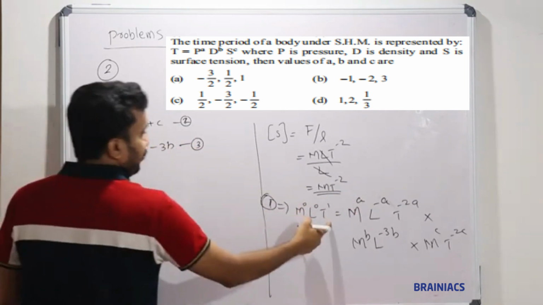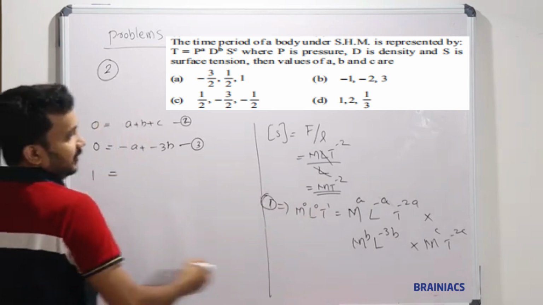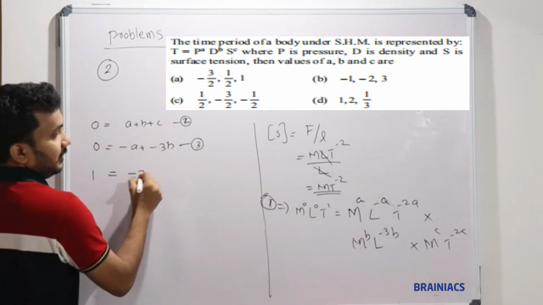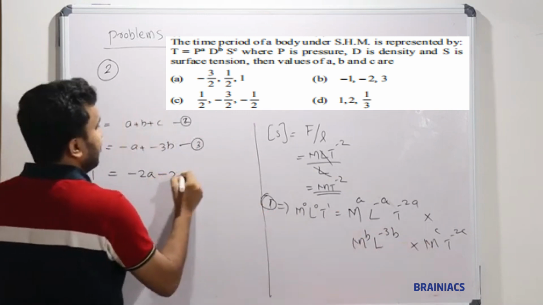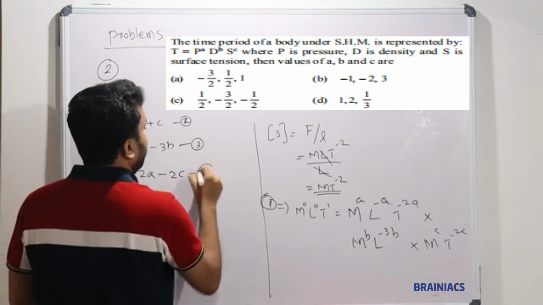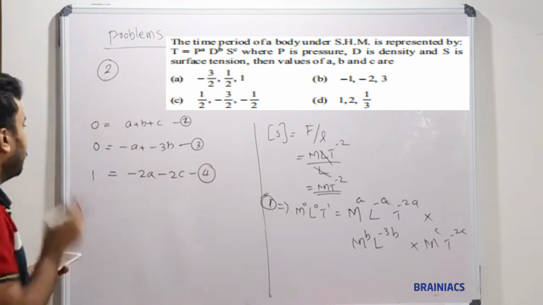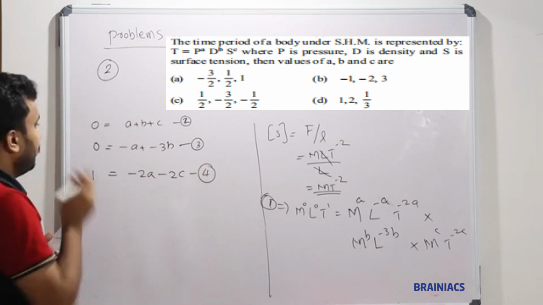So equation number 3, the coefficient of T. Left side 1, right side minus 2A, and here there is no T from density. Here it is minus 2C. Minus 2A minus 2C, equation number 4. We have to solve all these equations. That is our aim. So what we can do here.